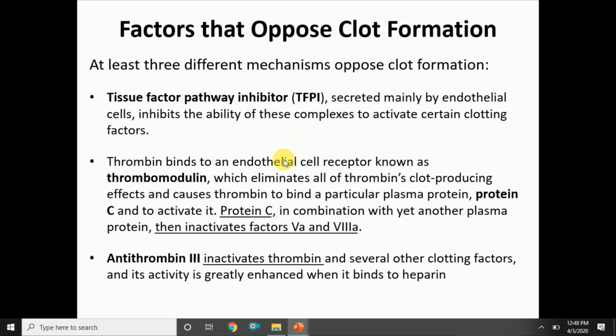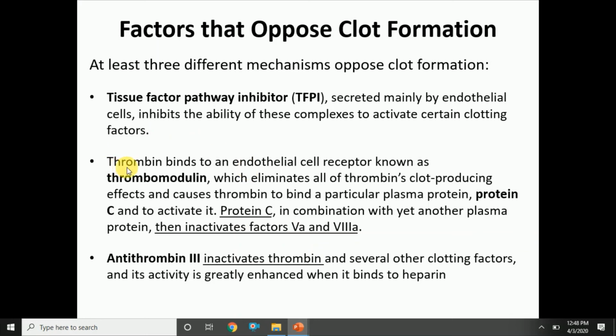Thrombin has a receptor on the endothelial cells known as thrombomodulin. Okay, and that wants to tone down the effect of thrombin. Okay, and that thrombin is going to then attach to protein C and activate that. When you activate protein C, that is going to inactivate other factors.